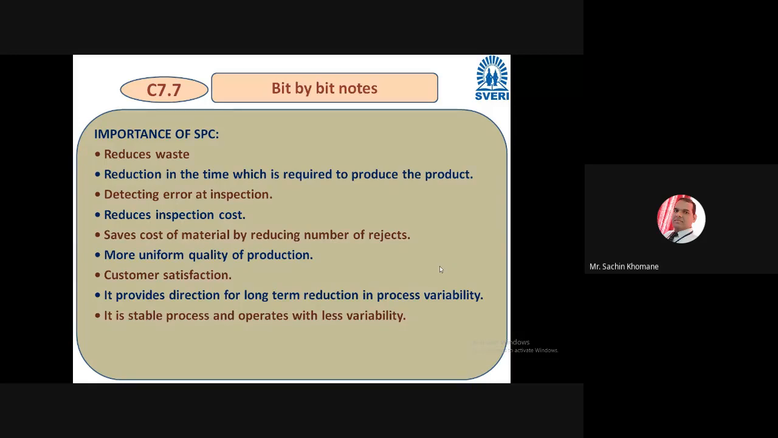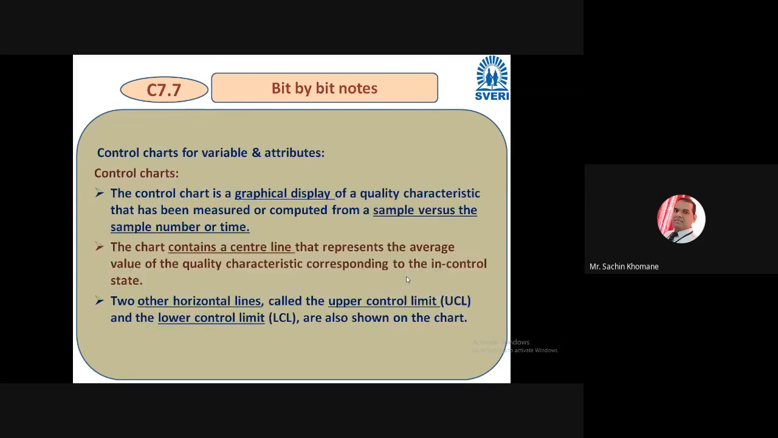And I think we were at this point, control charts for variable and attributes. This is a very big part, so in this particular unit it will take a little more time. Today we'll complete the theoretical part of this particular point, and maybe tomorrow we'll discuss some numerical things related to control charts.